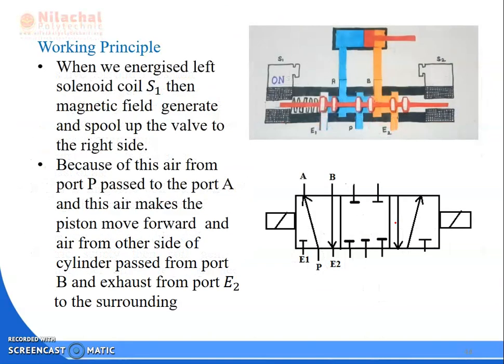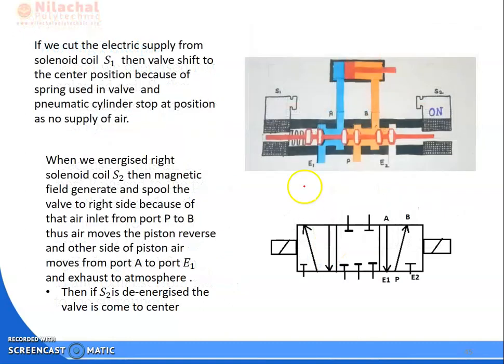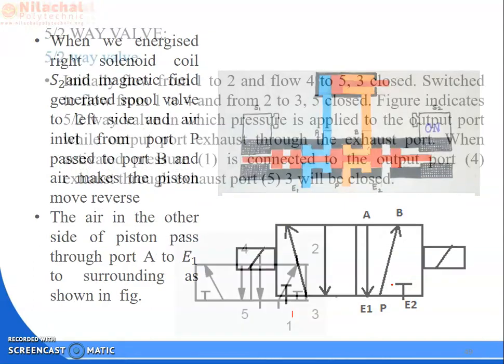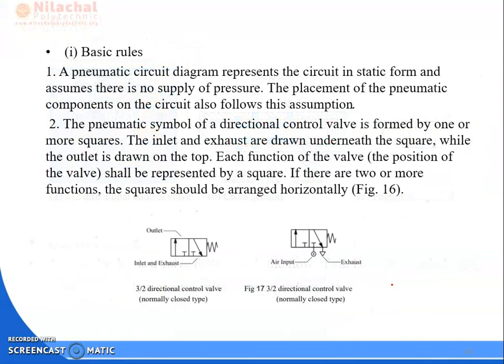Then when we energize solenoid S1, what will happen? The spool will be moved in the right-hand direction. The P to A flow will be there, and B to E2 there will be exhaust. Then if we energize the S2 solenoid, what will happen? The magnetic field pulls the valve to the other side. Because of that, from port P to B there will be supply, and from A to E1 there will be exhaust, and the E2 port will remain in closed position. So these are the 5 by 2 and 5 by 3 DCVs. As you can see here, the direction and the position.